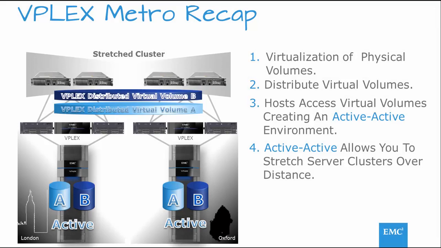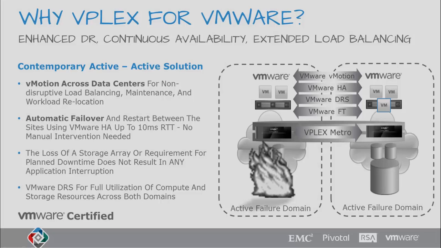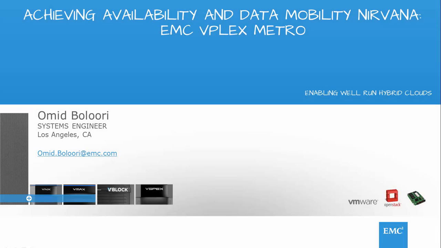So we've used VPLEX to virtualize physical volumes, then distribute those new virtual volumes across multiple data centers, thereby providing an active-active environment. VPLEX essentially removes the notion of distance in a stretched VMware environment. What we're left with is two data centers acting as one in an active-active manner. VMware features like vMotion, high availability, DRS, and fault tolerance work as they used to, but now stretch across both data centers. This concludes my presentation on EMC VPLEX Metro.